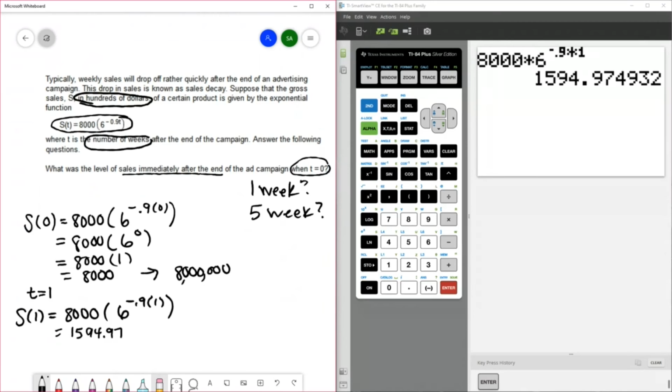I think I added one too many zeros onto this one here. Hundreds, I should have added 2 zeros and not 3 zeros. So let me correct that. So that should be $800,000 in sales. And if I transform this into hundreds of dollars, that's going to be $159,497.